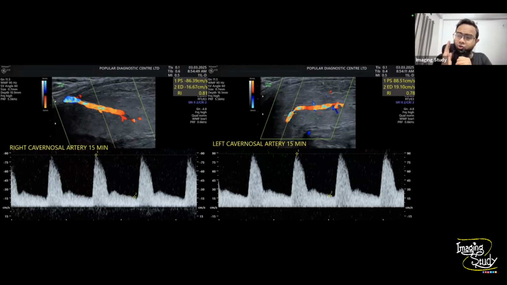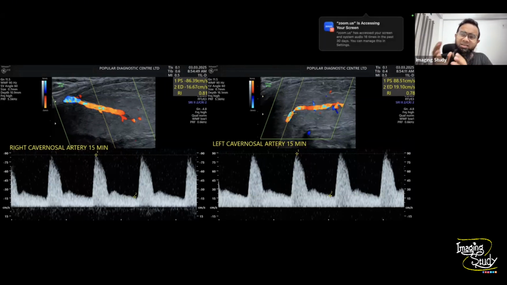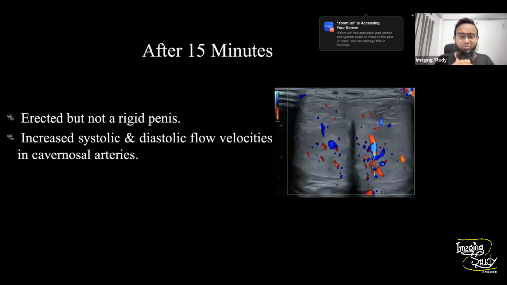So you need to stop these emissary veins from draining the blood, because we want to hold the blood within the penis so the penis will get erected. But if you cannot stop the emissary veins, then the penis won't get rigid. So this is the situation we are just going to solve.